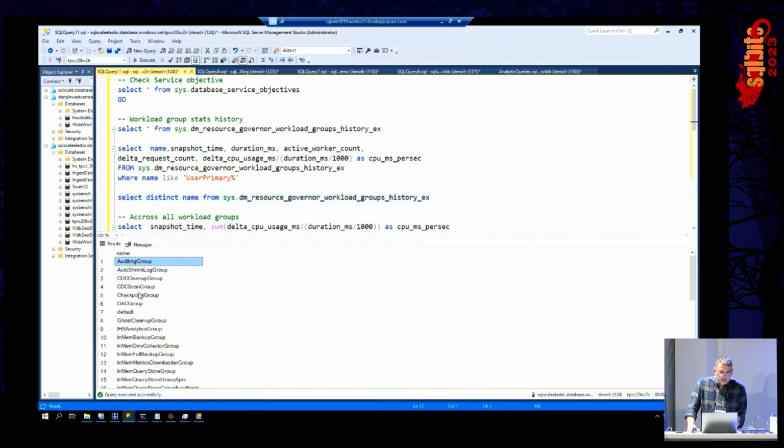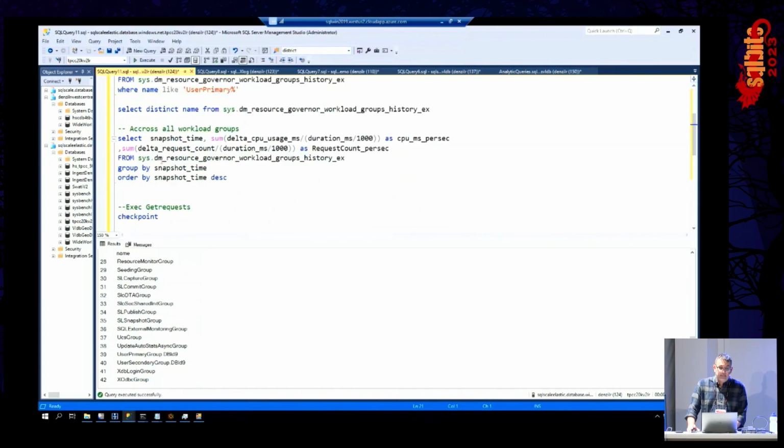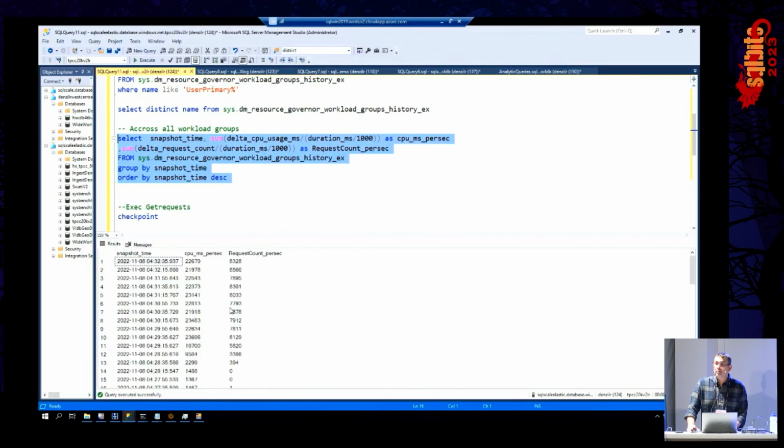80% CPU. Other thing I wanted to show you is in this DMV, we collect even the internal workload groups. So you can see CPU across even internal components, right? Across all workload groups, user plus internal, you see that the usage of CPU is almost 22 out of the 32 vCores. 22 seconds out of every 32 elapsed seconds.